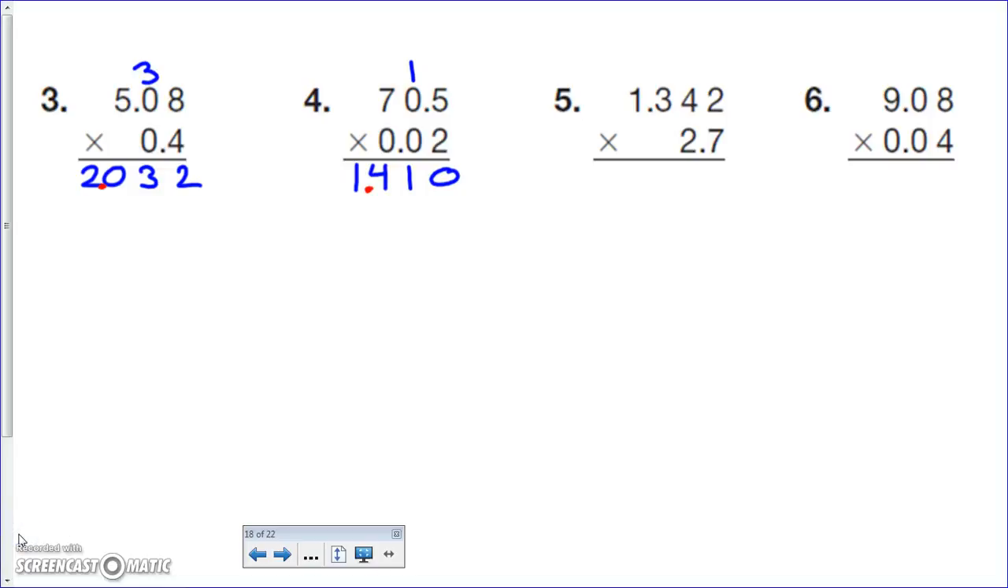For problem 5, we're going to start with the 7 and multiply across. So 7 times 2 is 14. Put the 4 down, carry the 1. Then 7 times 4 is 28, plus 1 is 29. So we're going to put the 9 down, carry the 2. Seven times 3 is 21, plus 2 is 23. So we're going to put the 3 down, carry the 2. Finally, 7 times 1 is 7, plus 2 is 9.